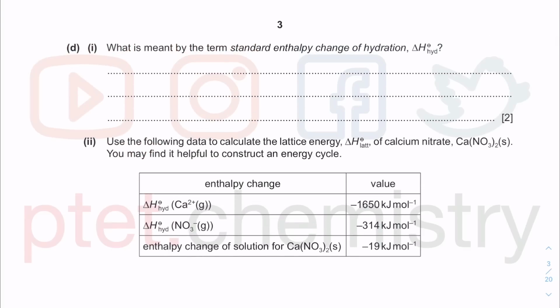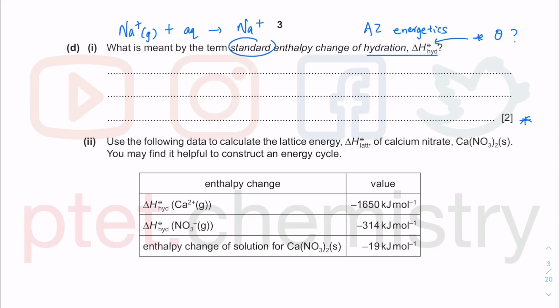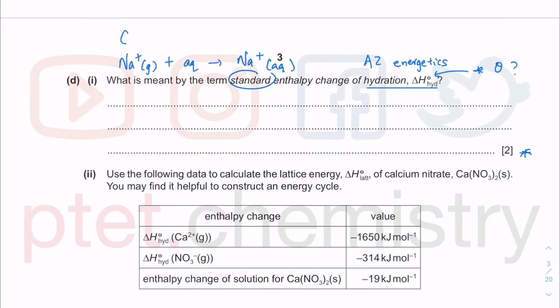This next bit is actually A2 energetics. This is part of advanced energetics, building upon what you have learned from AS. There is something to do with the standard conditions, the theta there, and hydration. One of the marks would be under standard conditions. So what do we know about hydration? Hydration is basically things like Na+ gas plus a large amount of water, and then you get Na+ aqueous. But it doesn't just apply to cations. You can also get hydration of anions, such as Cl minus gas plus water, giving Cl minus aqueous.